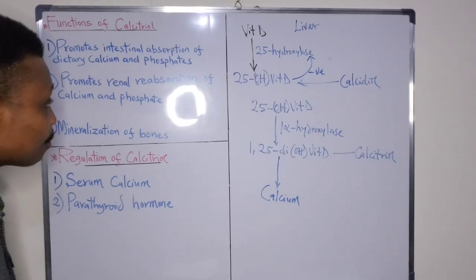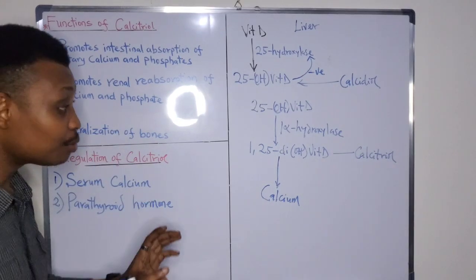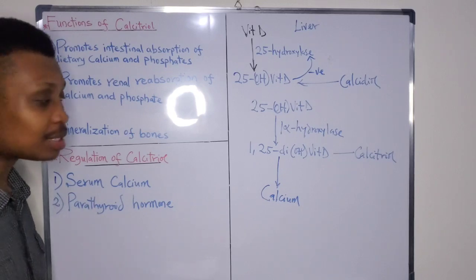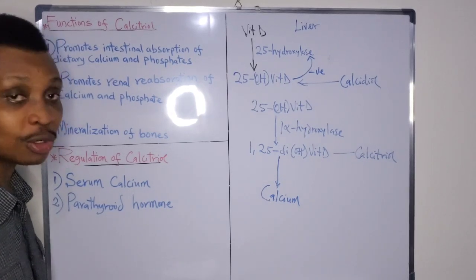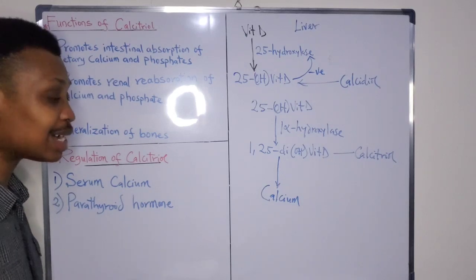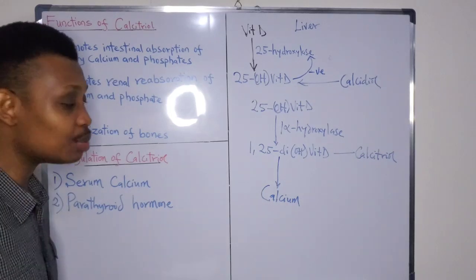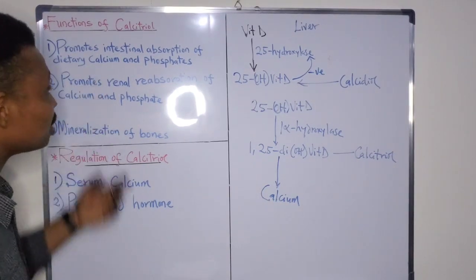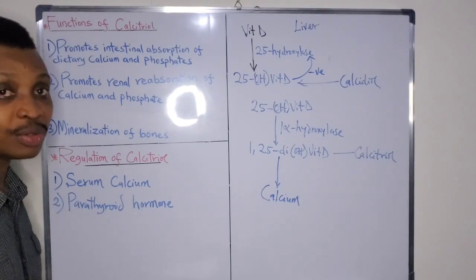So I'll take that again. I said one of the functions, or the main function of calcitriol, is the fact that it enhances the increased production of calcium. It enhances calcium and phosphate homeostasis. So it triggers the production of calcium. But how does it do that? Number one, it promotes intestinal absorption of dietary calcium and phosphate.